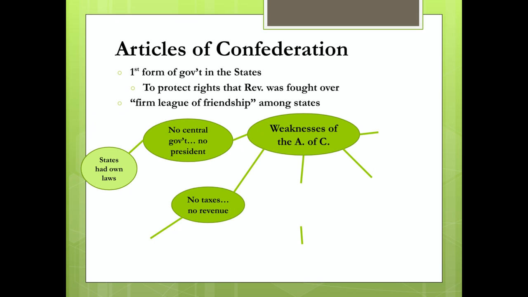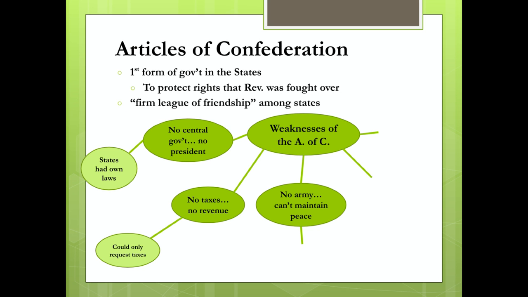Second thing was that the government needed money, and we've already discussed this. After the revolution was over with, the government needed money, but there was no way to raise money because the federal government could not tax. So there was no revenue being generated by the federal government because of the lack of being able to tax. The only thing that the federal government could do is ask the states or request that the states pay taxes, and most of them, of course, said, "Nah, we're good."